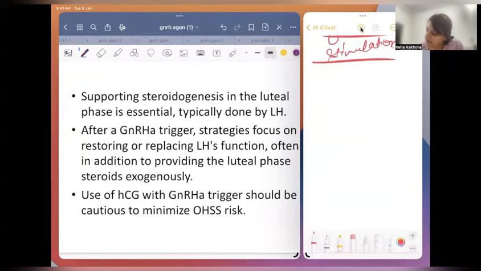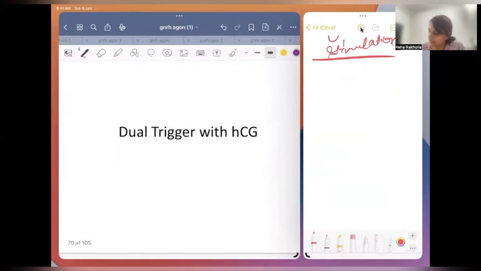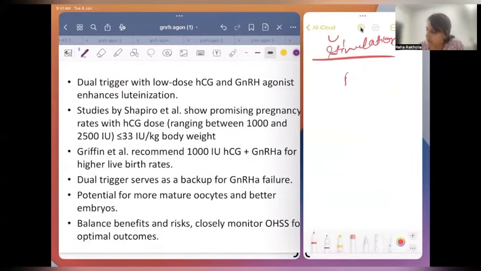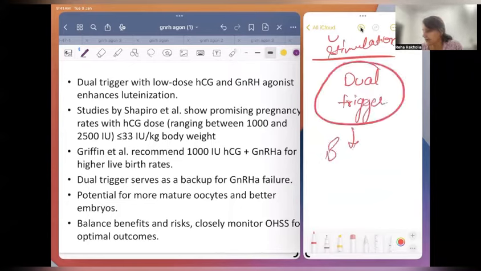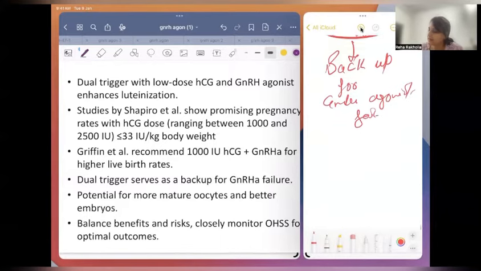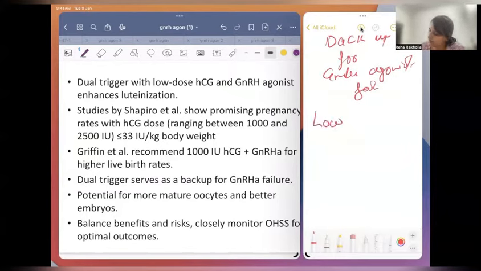Okay. Now we'll first talk about dual trigger. Dual trigger gives a backup for GnRH agonist failure. Okay. So what is it? Low dose HCG plus GnRH agonist.